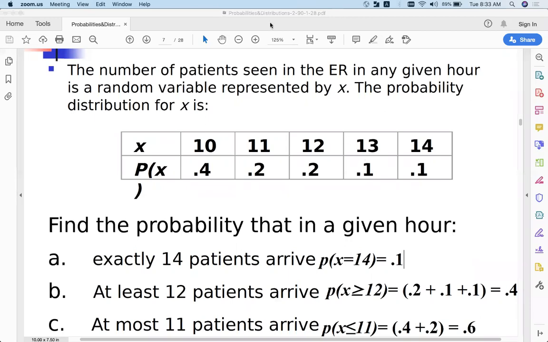Now we already know the probabilities of 10 and 11, which are already given here. So it's 0.4 and 0.2. So you add these two values. So basically you get at most 11 patients. At most 11 patients means it could be 10 or it could be 11. Since it could be any of those, you add those individual probabilities. So the final answer is 0.4 plus 0.2, which is 0.6. So there is a 60% chance that there will be at most 11 patients in a given hour.